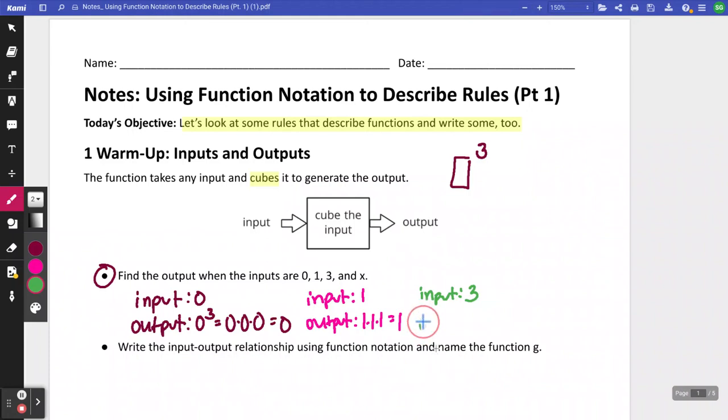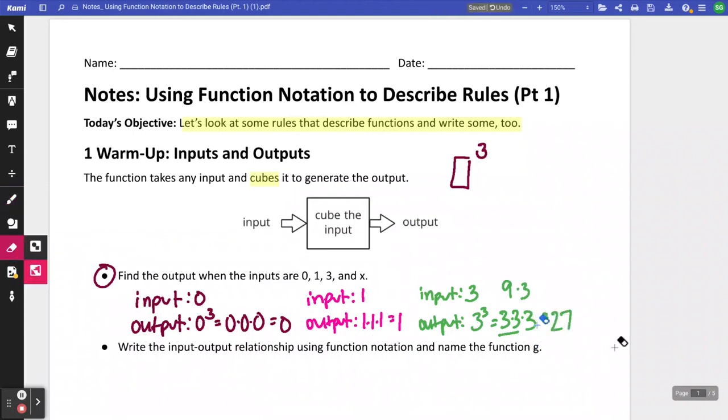If our input is 3, our output is going to be 3 cubed. So that would be 3 times 3 times 3. Well, I know 3 times 3 is 9, and then 9 times 3 gives us the output of 27. So I've got 3 pairs of inputs and outputs. The last one here is if our input is x.